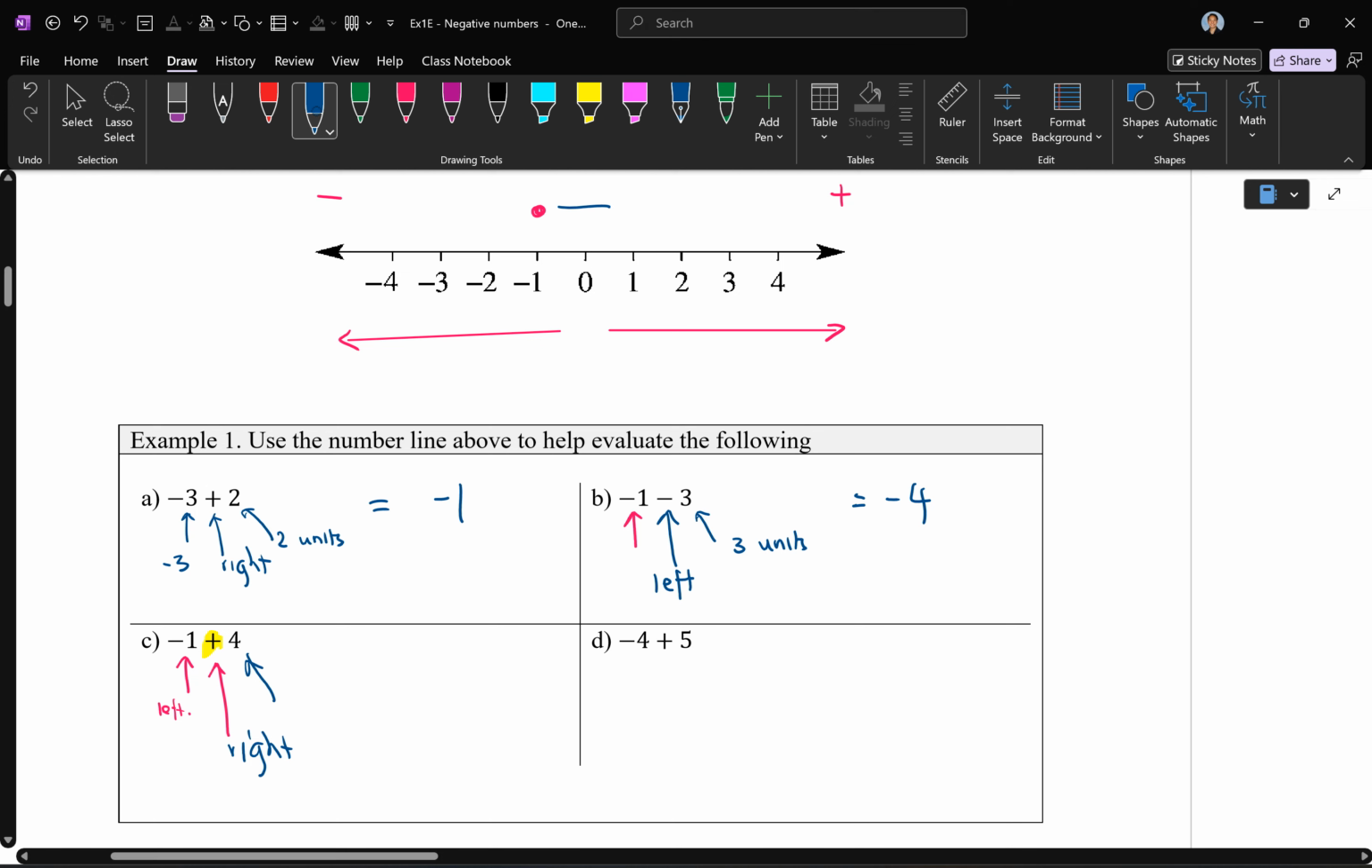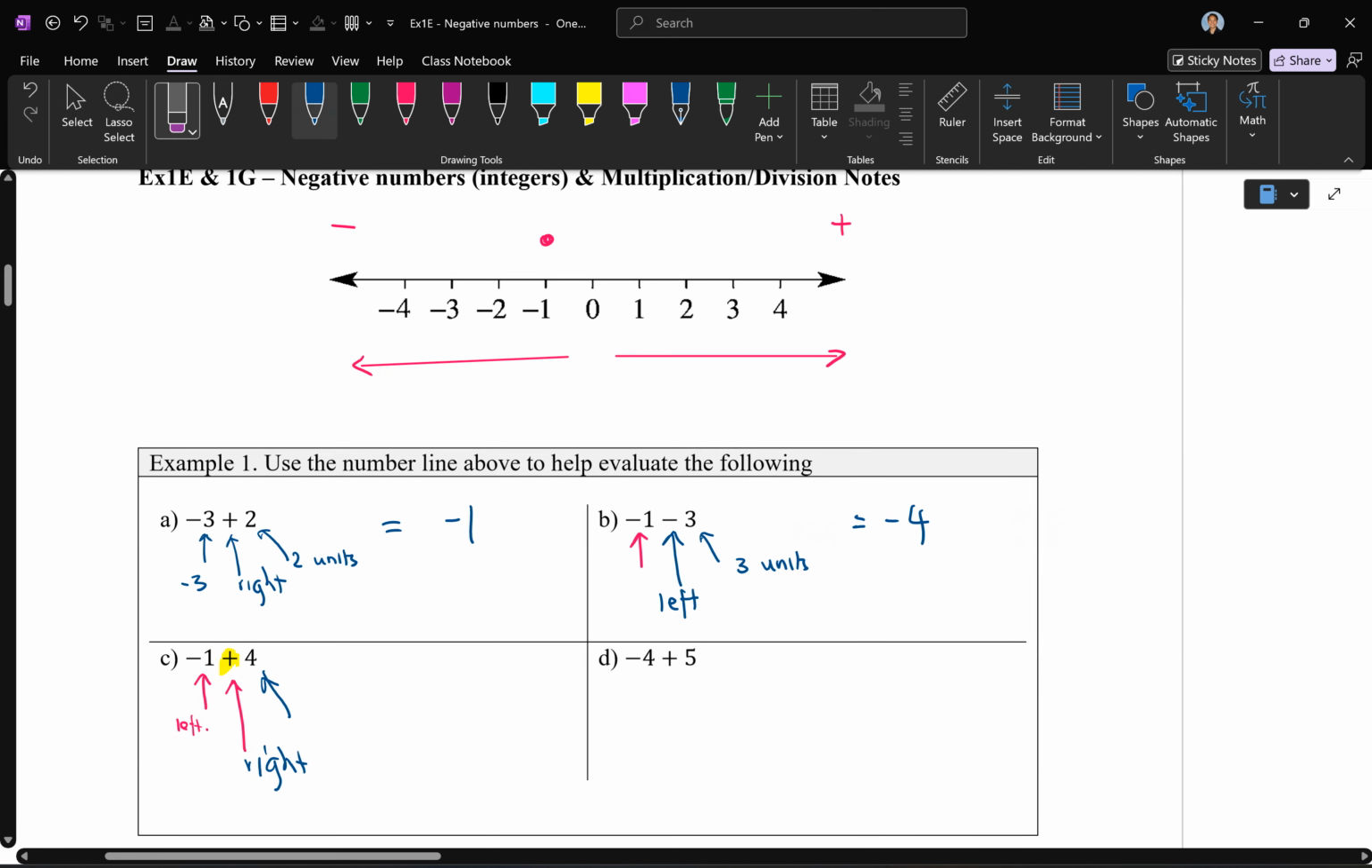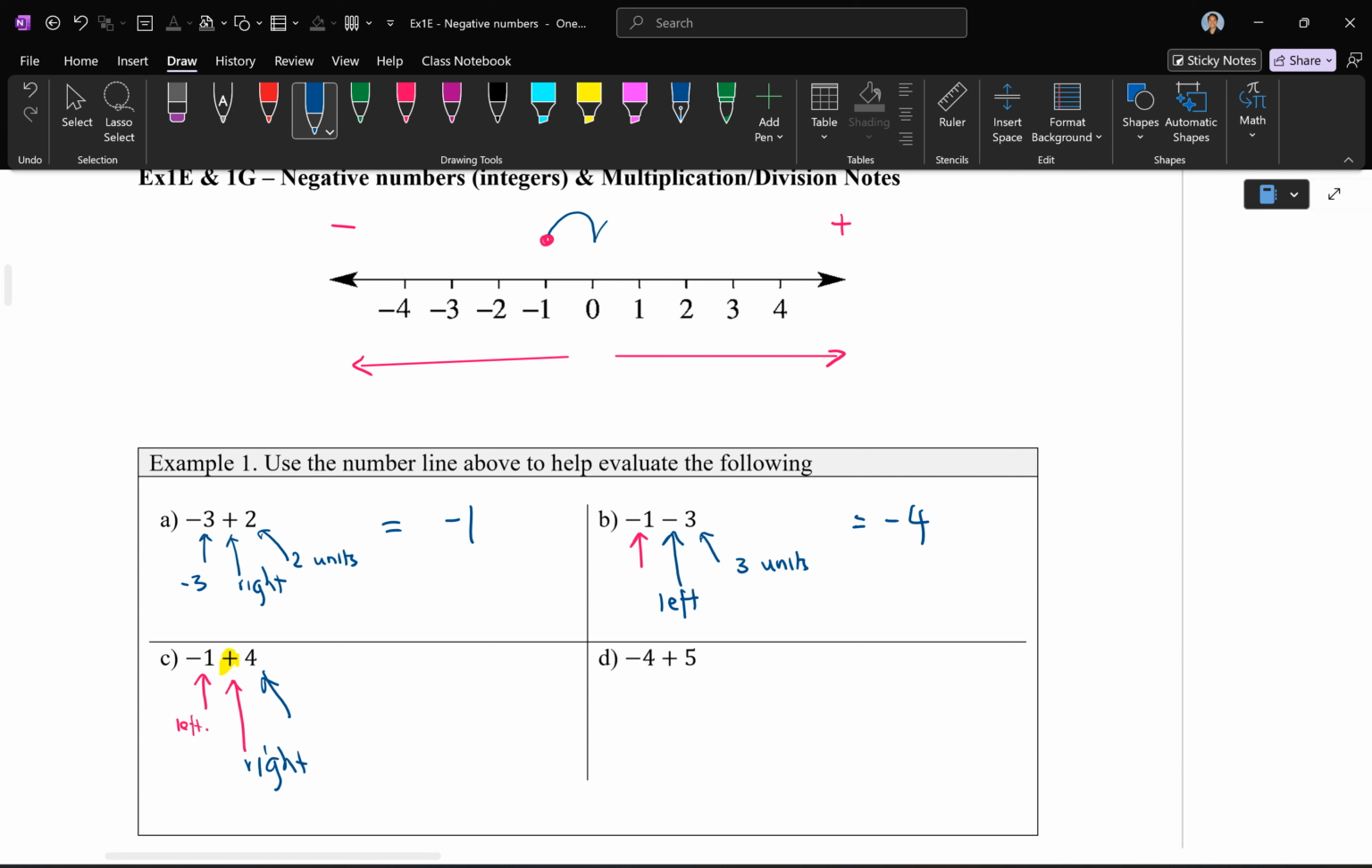How many units? So I'm going to the right by how many units? 4. Very good. So I count 4. Negative 1 plus 1 makes it 0, and I need another 3. 1, 2, 3 to make 4 units in total. So what is my answer?